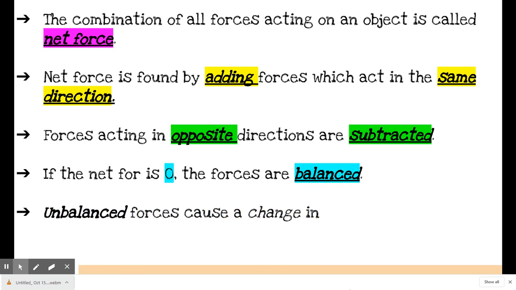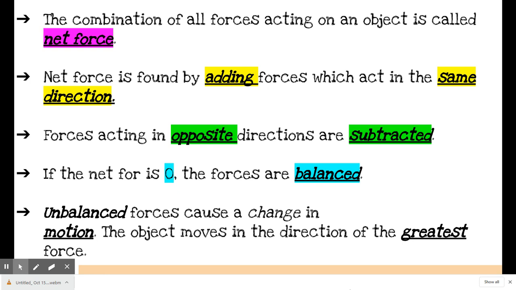But if forces are not balanced, we're going to have a change. So unbalanced forces always cause a change in the motion. They can cause things to speed up or slow down or change direction, but unbalanced forces always cause some sort of change, and the object will move in whichever direction of the force is greatest.